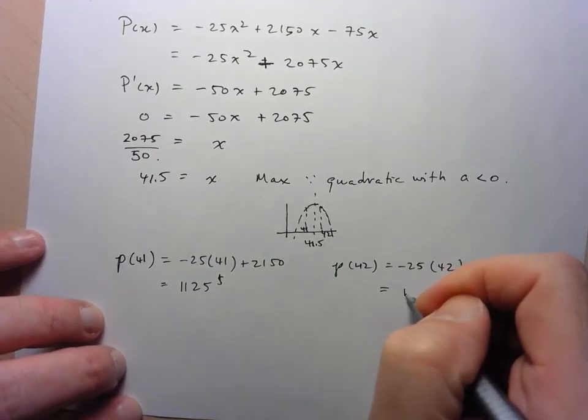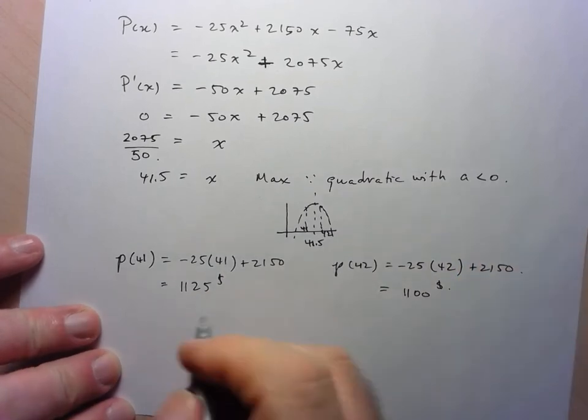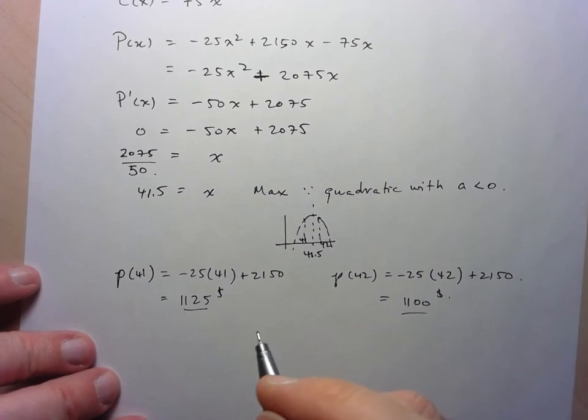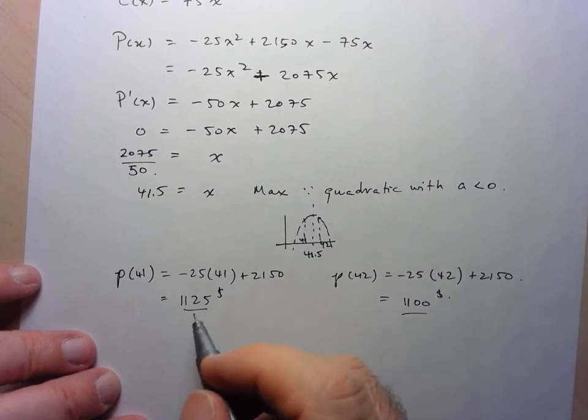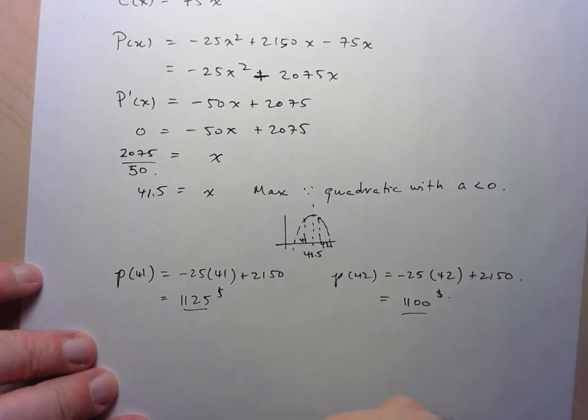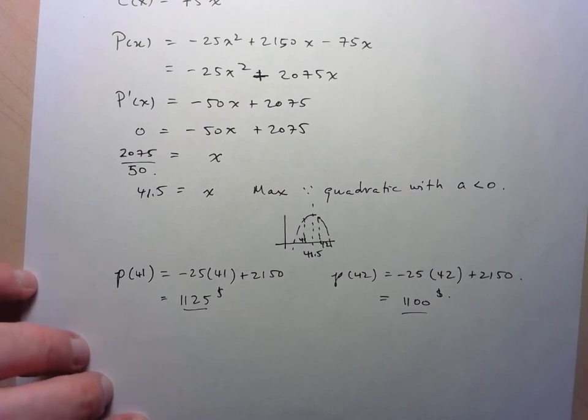So either one of these two rents would give us the same profits. From a business perspective, it would make much more sense to go with the 1,100. Might as well give your tenants a break, since both of these will give you the same amount of money in the end. So that's it for this one.